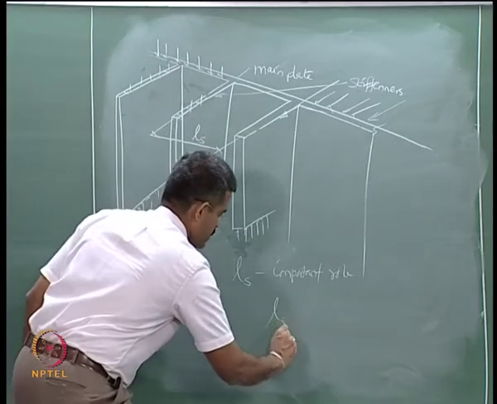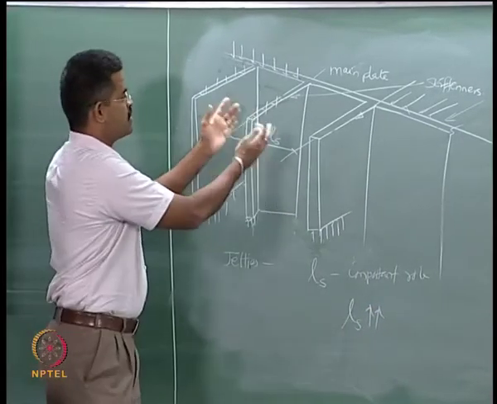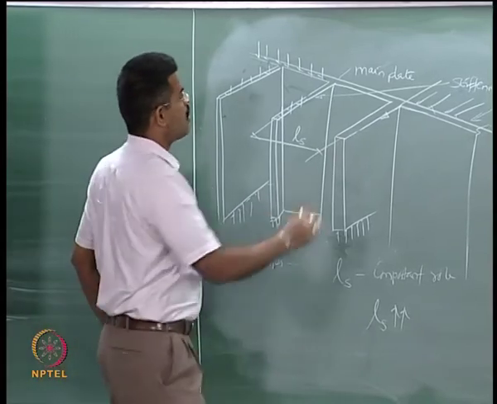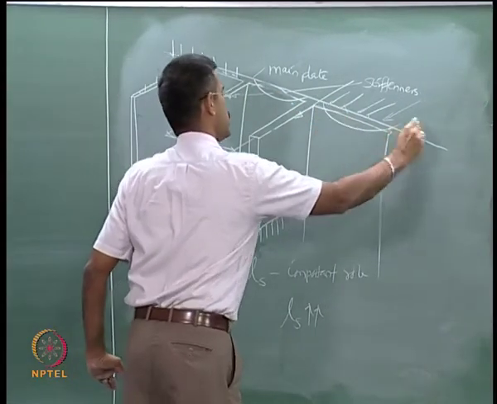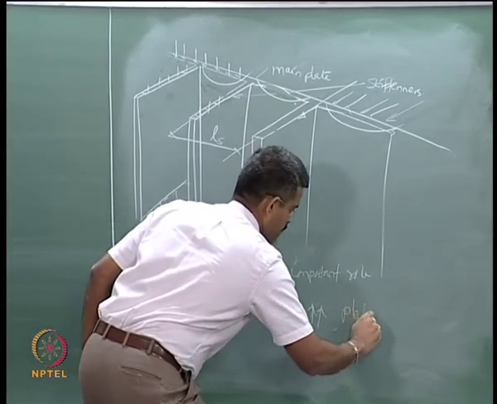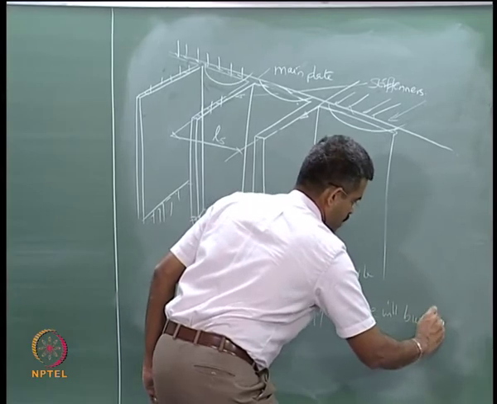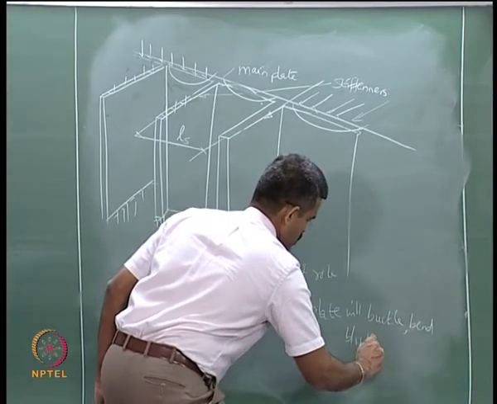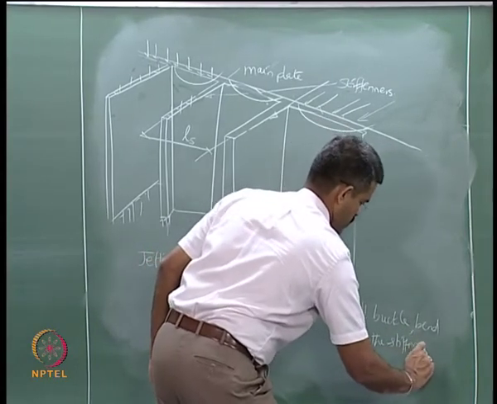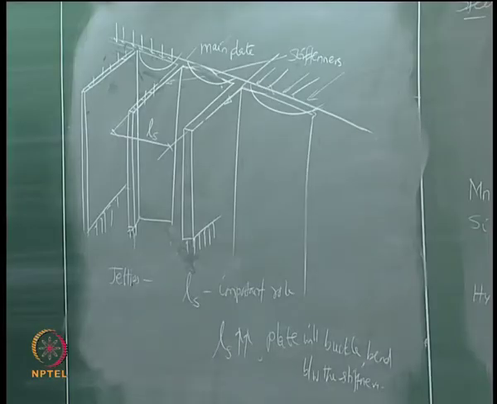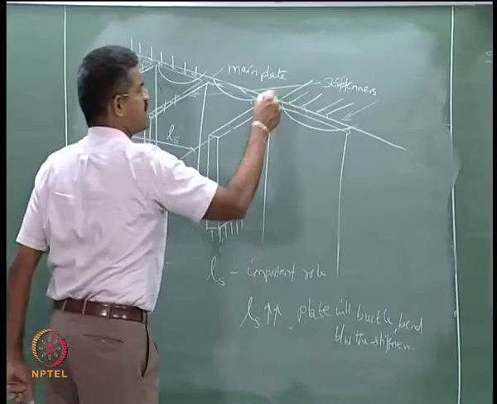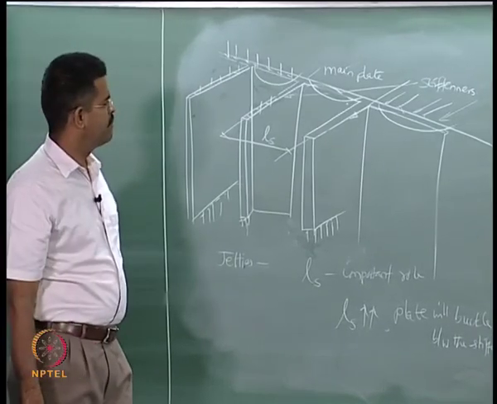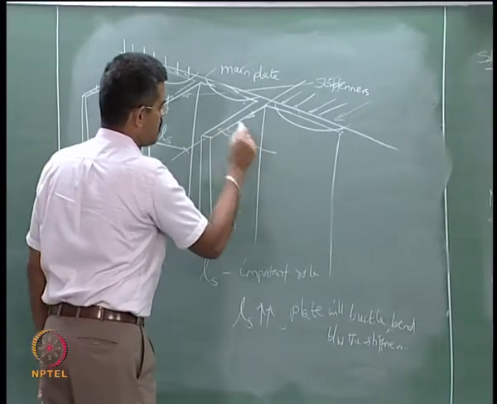If LS is very high, if the spacing of the stiffeners is very high, this will cause the local buckling of the plate, okay. The plate will start buckling, buckle and bend between the stiffeners. So, because of the lateral load acting at this point, very high intensity, even stiffeners will also buckle.